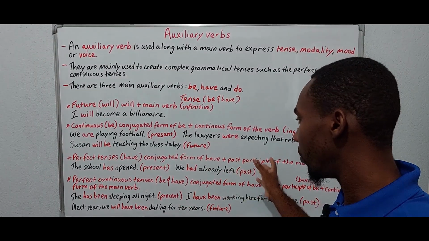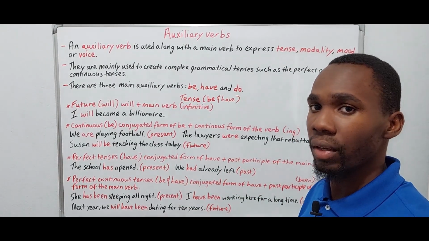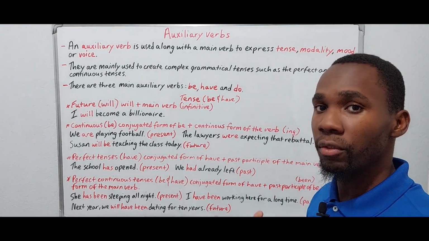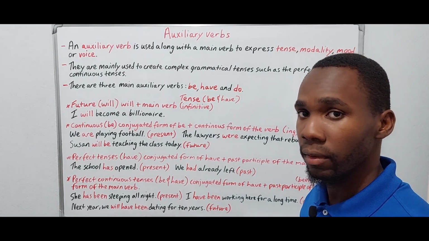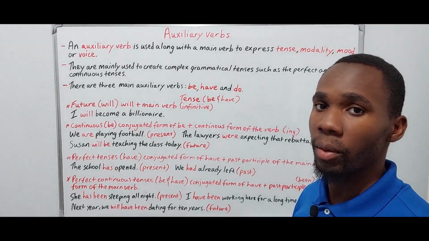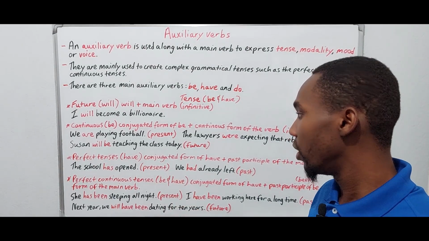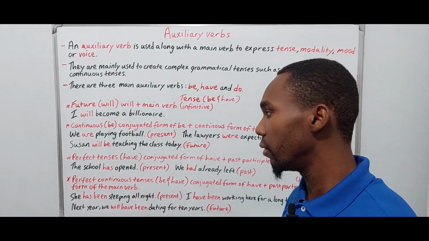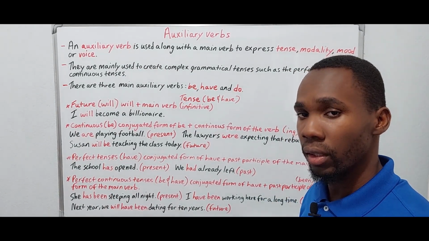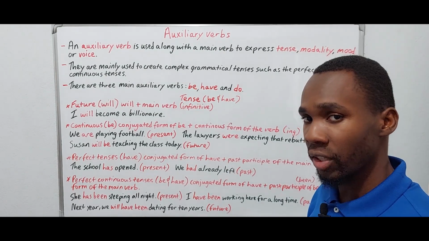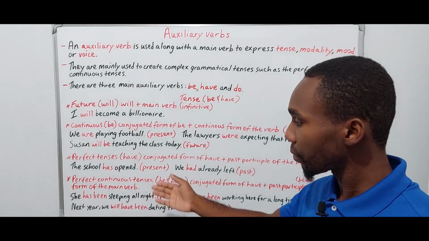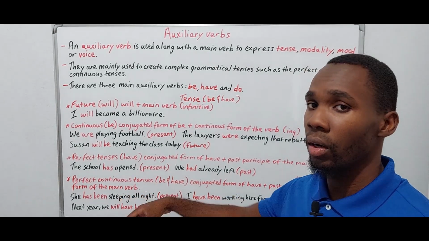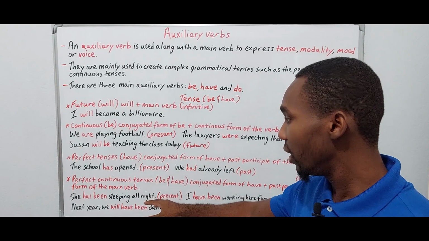So we conjugate have according to the tense and the person, right? The past participle of to be, which will be been, right? And then of course the continuous form of the main verb. For example, she has been sleeping all night. That's present. You see, we have has, which is the verb conjugated according to subject and tense. Been is going to be the past participle of the verb to be, and both of those are auxiliary verbs. Sleeping all night.